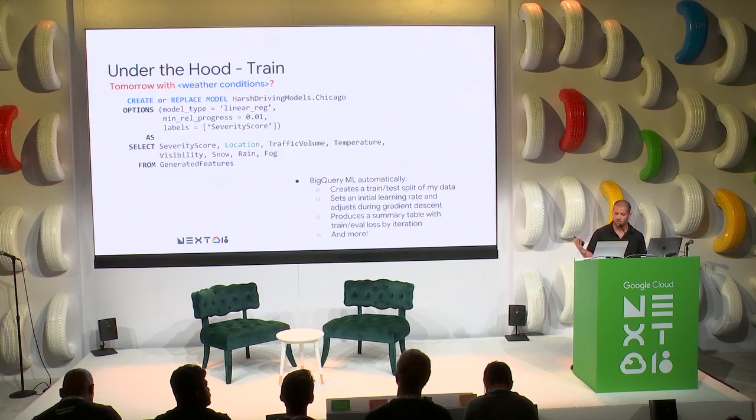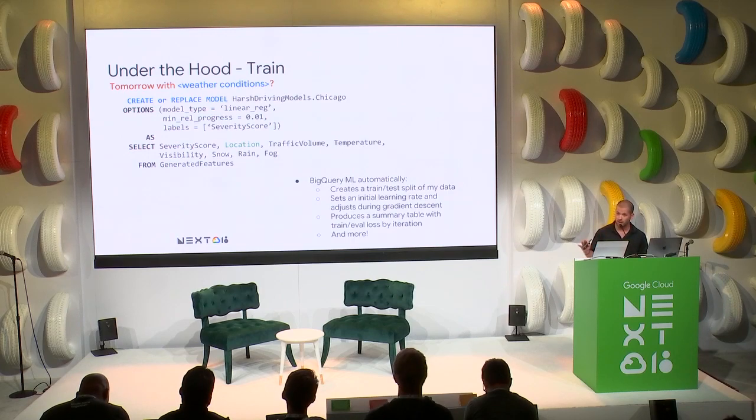It's going to do the train test split for me. It's going to set an initial learning rate, and it's going to adjust it during gradient descent algorithmically. I don't have to worry about that either. One of the coolest things, especially when you have over 300 features, is that it's going to center and normalize all of my features to zero mean and unit standard deviation without me having to do any of that. It saves me a heck of a lot of typing. It's also going to automatically one-hot encode all of my categorical variables. I don't have to do that either.